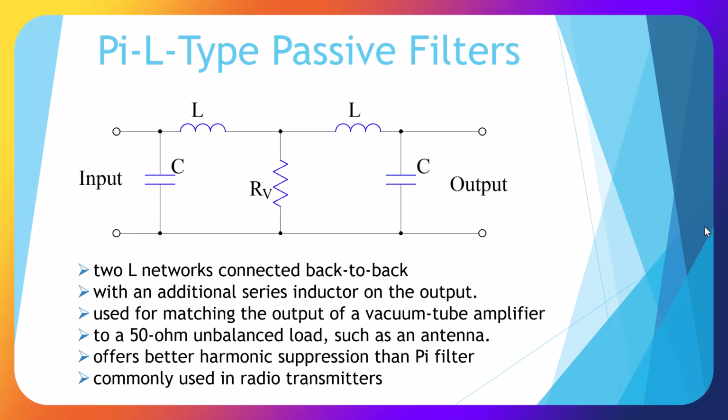Here we have a pi L-type passive filter, and it is two L networks connected back to back. We have two inductors, two capacitors, and a balancing resistor, which we call a virtual resistor. And this one is used for 50 ohm balancing of an antenna with a tube type amplifier used in radio transmitters.